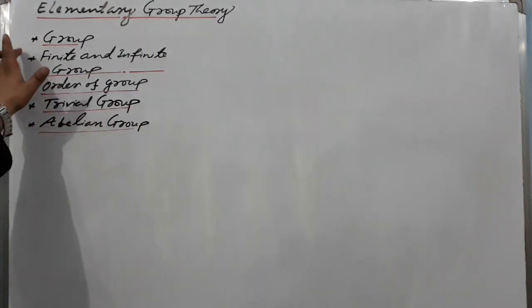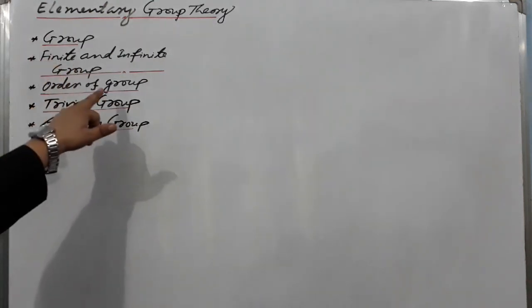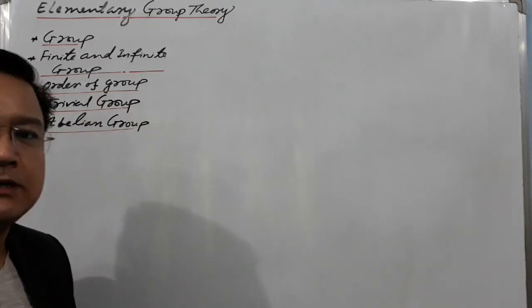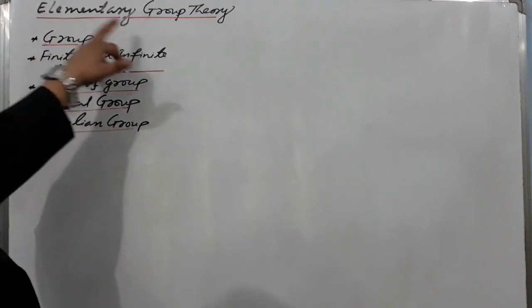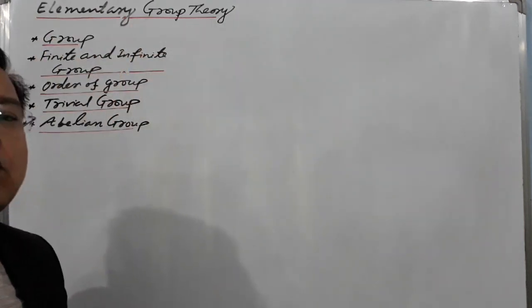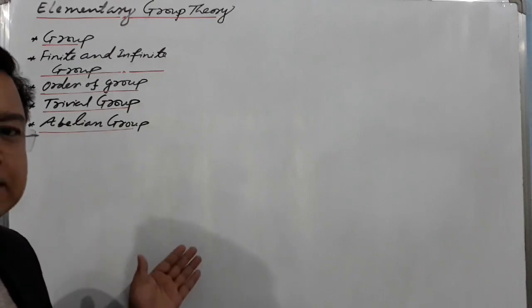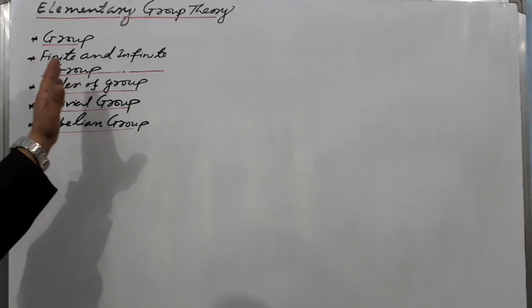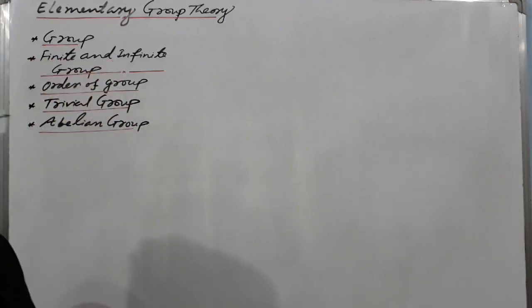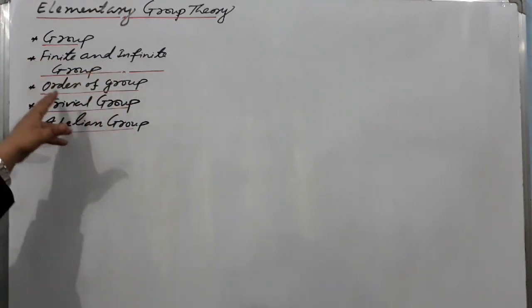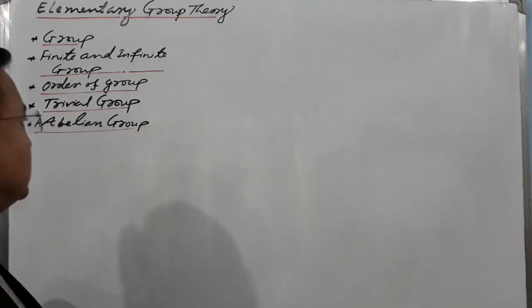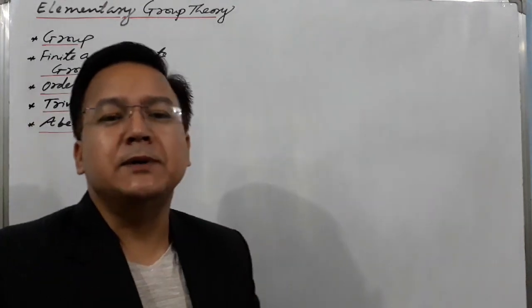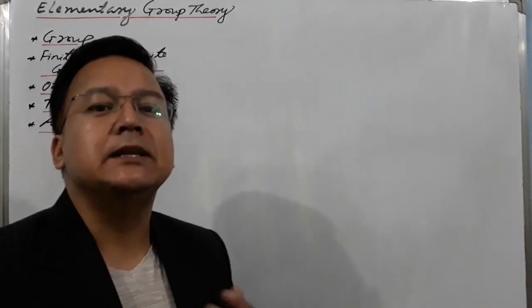Today's topic is a group, finite and infinite group, order of group, trivial group, abelian group. This topic I have taken from the grade 12 book, from elementary group theory. This is a very important topic. Although this is basic, today I am going to tell you what is the group and types of group according to the number of elements of group, and then order of group, and what is trivial group and abelian group. This is the basic topic, and today we will know the basic things about the group.